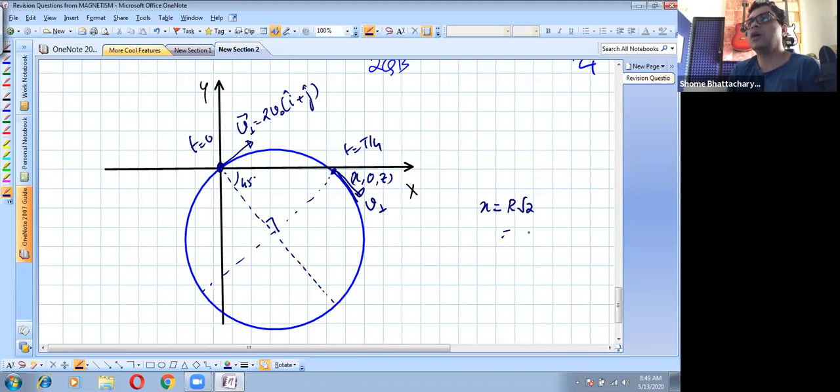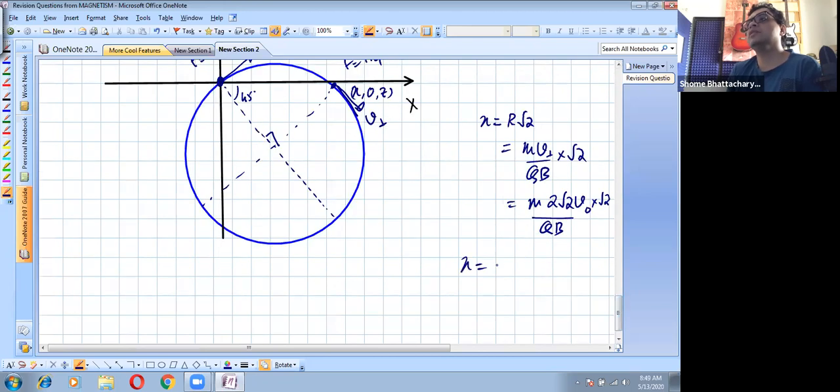Okay, so your r was m v perpendicular divided by qB. So into root 2, right? So it is m into 2 root 2 v naught into root 2 divided by qB. So the x coordinate is 4 times m v naught divided by qB. The y coordinate is 0.